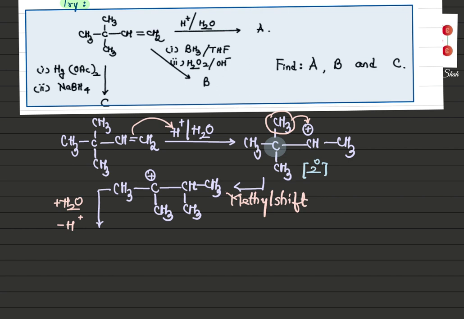What do you get? CH3, COH, CH3, CH, CH3 and CH3. Right? And this is your A. I hope you've understood what A is. Clear?